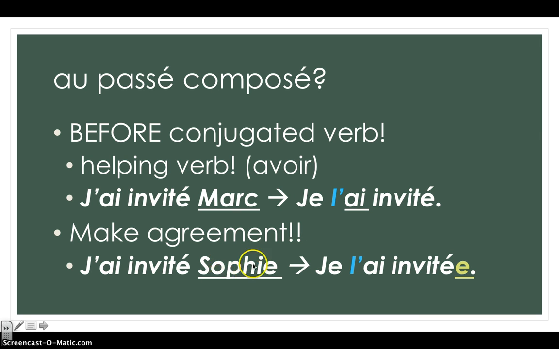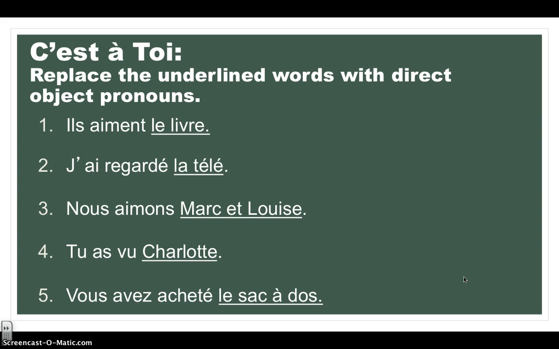If you have, for example, Sophie, elle est féminin. So when I put the object here, you need to add an extra E. Breathe. Don't freak out. It's okay. Freak out later. We'll all be fine. So give these a shot. We got a couple in the present, couple in the passé composé. Replace with direct object pronouns. Pause. Don't cheat. All right, here we go.